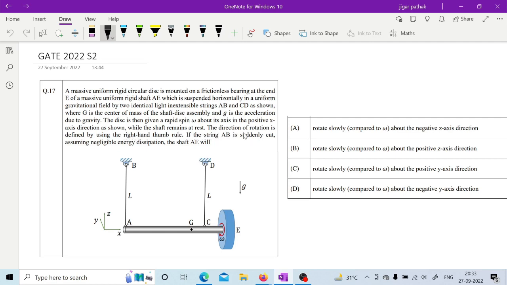Now the direction of rotation is defined by using the right hand thumb rule. If the string AB is suddenly cut, assuming negligible energy dissipation, what is going to happen to shaft AE? So can you try? Yes, sir, trying. Okay.